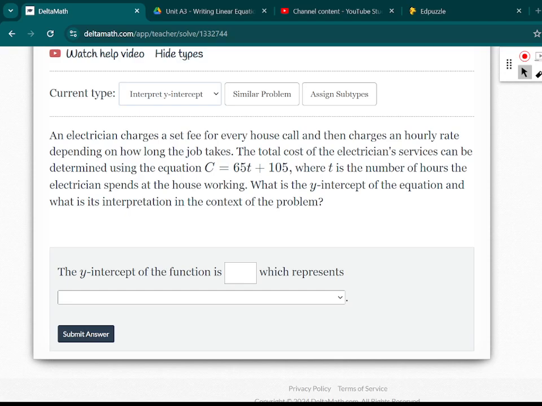Hello, friends. Today we are looking at how to interpret the meaning of the slope and the y-intercept in the slope-intercept form of an equation when we are given a situation, a word problem.